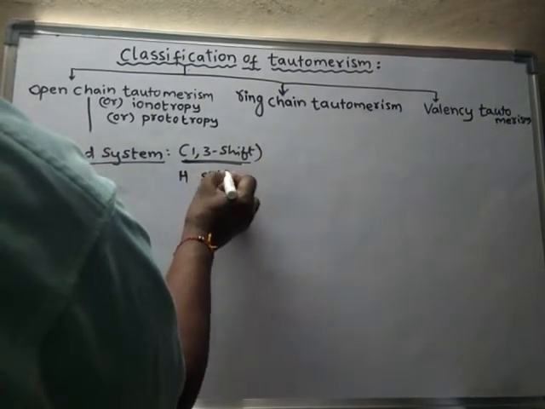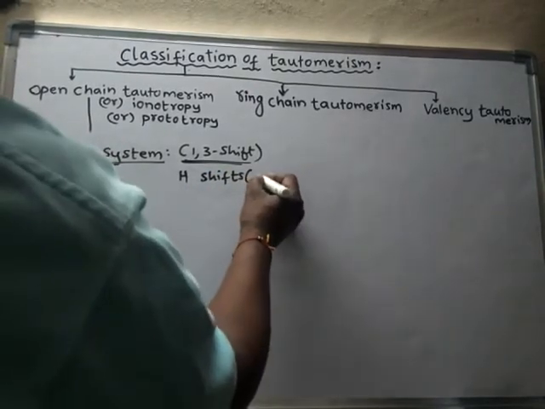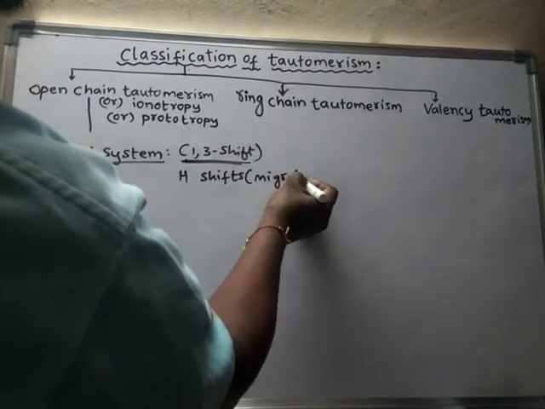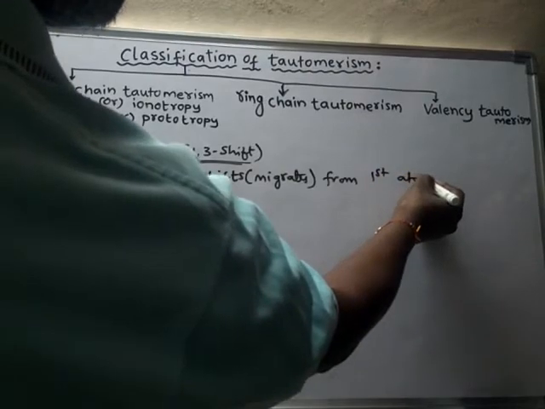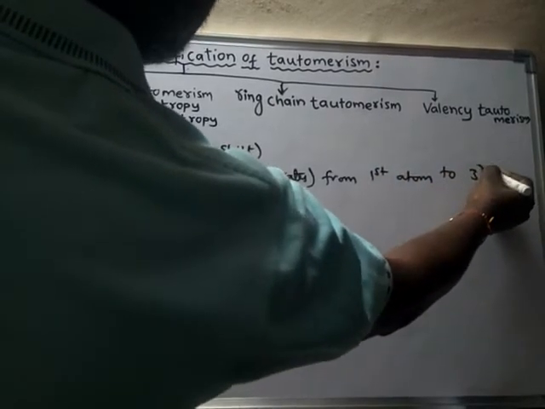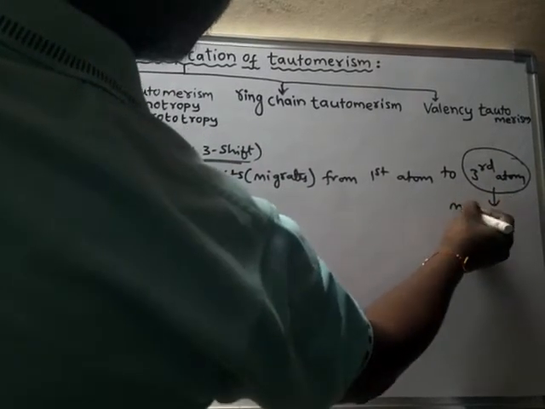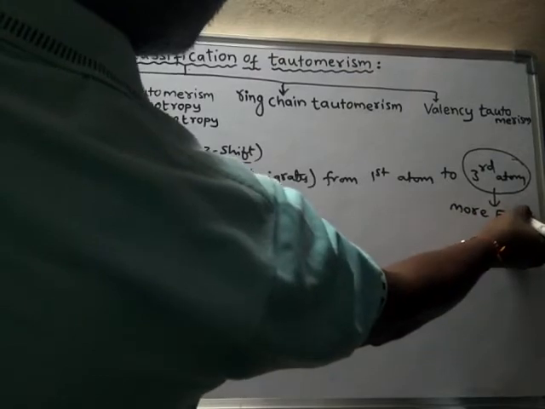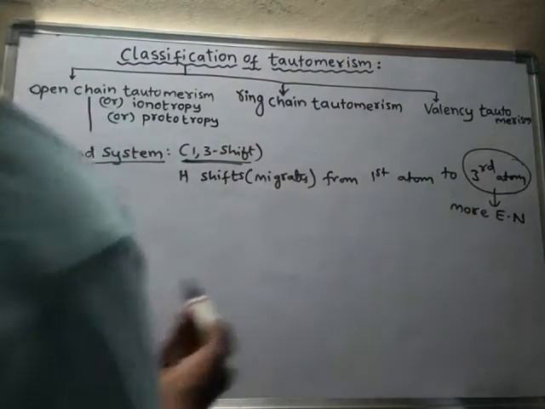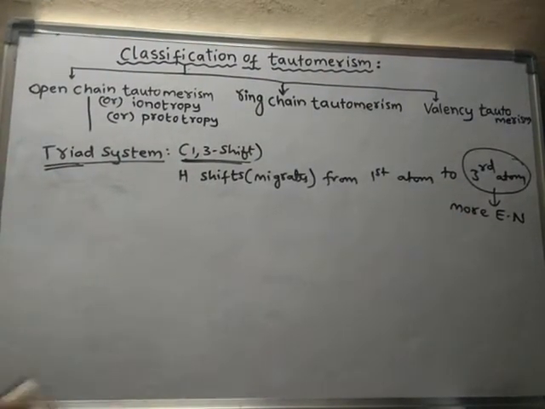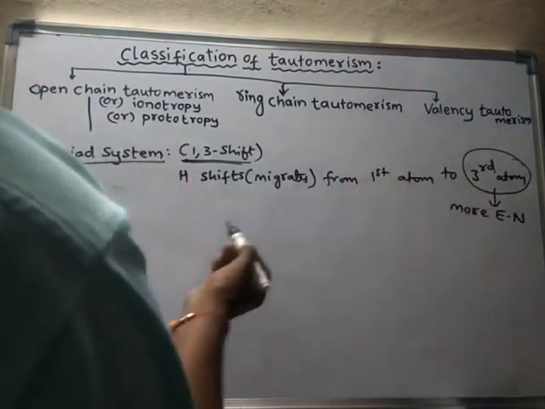Hydrogen shifts or migrates from the first atom to the third atom. So here the third atom is a more electronegative atom, and it is a multiple bonded atom. More electronegative multiple bonded atom. So hydrogen will shift or migrate from the first atom to the third atom.